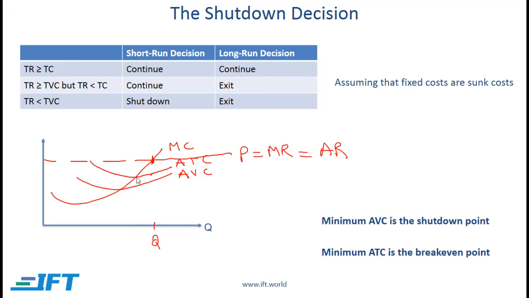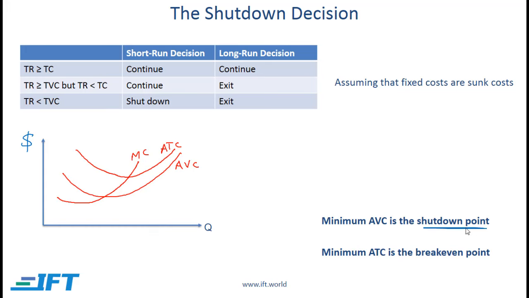But what if the situation is slightly different? What if the price level is over here? If the price level is here, then this is the same as our average revenue. The average revenue is equal to the average total cost in this situation. So the firm will be breaking even. That's why we say that the minimum average total cost represents the break-even point. Now coming to the shutdown point, notice that the minimum average variable cost, so the minimum is over here. So this is the shutdown point. So this quantity over here will represent the shutdown quantity.